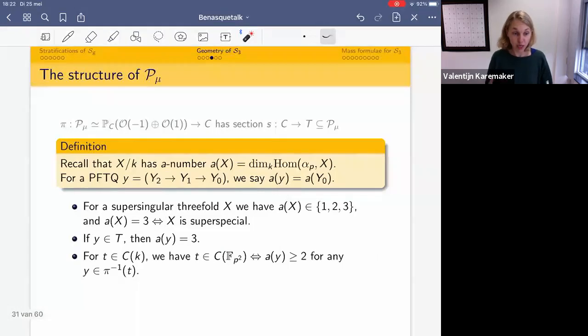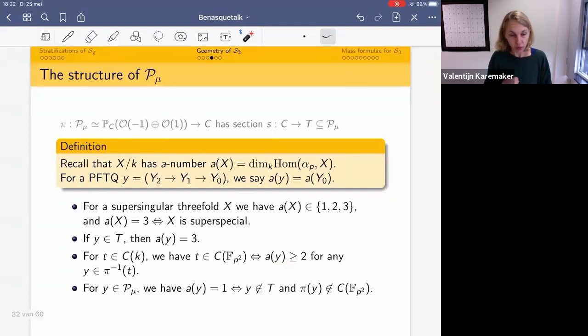Now it's going to disappear, but the next fact is also due to Li and Oort. So if the point t on the Fermat curve, that is your parameter for the flag type quotient, is defined over Fp squared, that is exactly equivalent to the a number being at least 2, so either 2 or 3, for any point in the fiber over this t. And so then a number 1 happens when these two things don't happen. So for a PFTQ y, we know that it has a number 1 if and only if y is not in the image of the section, and it does not project down to a point on the Fermat curve over Fp squared.